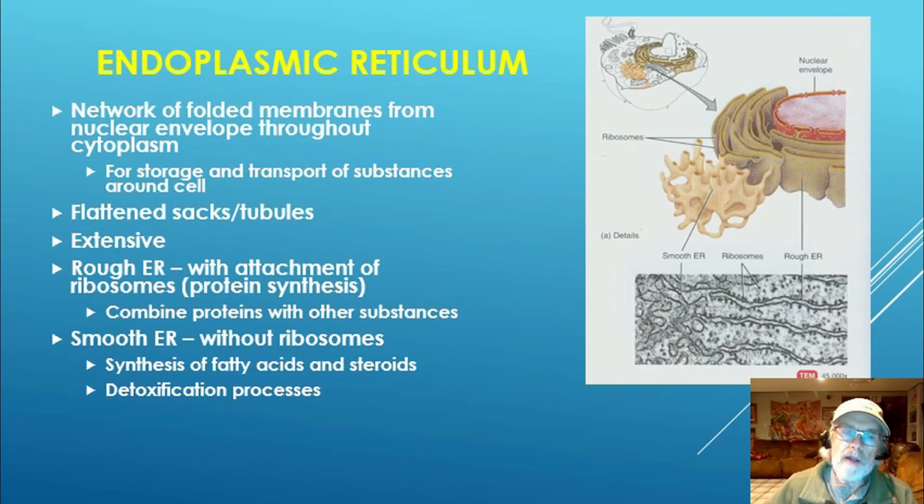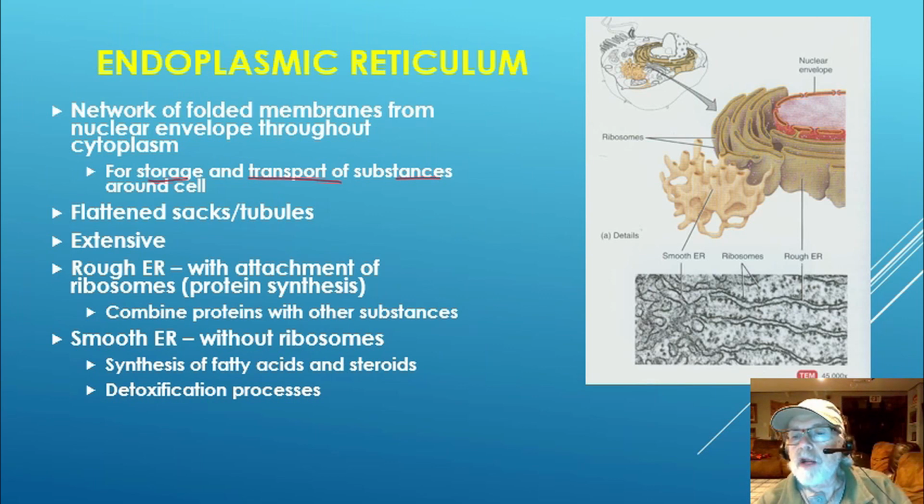Let's talk a little bit more about that endoplasmic reticulum while we're there. It's a series of folded membranes that start from the nuclear envelope, or that double layer membrane of the nucleus, and they channel throughout the cytoplasm, and basically they're for both storage as well as transport of substances around the cell. If you can see a picture down here below, we see the endoplasmic reticulum with all these little dots.